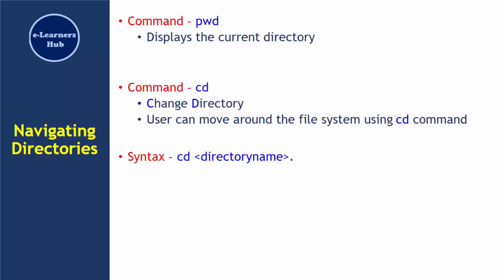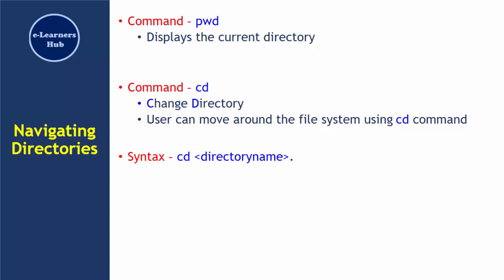The pwd command tells you what is your present working directory. So if you have changed the directory somewhere else and you want to know in which directory you are, you can use the pwd command for checking the present working directory. And to change the directory, we use the command cd. You can provide the directory name after cd, and you will be moved to that particular directory.